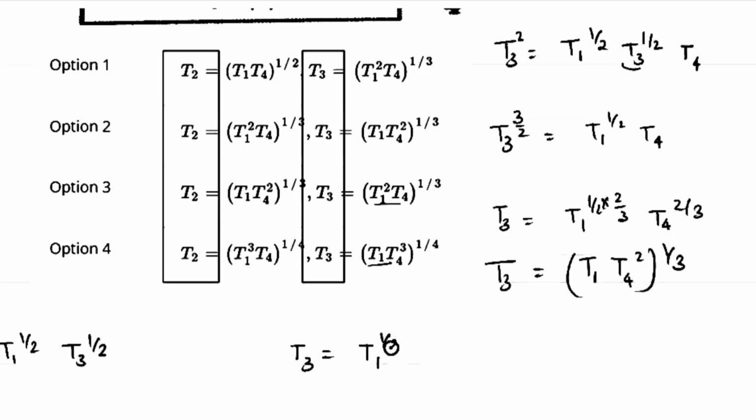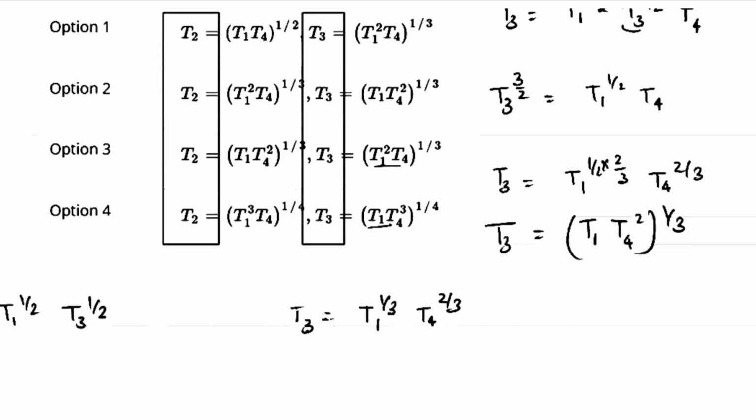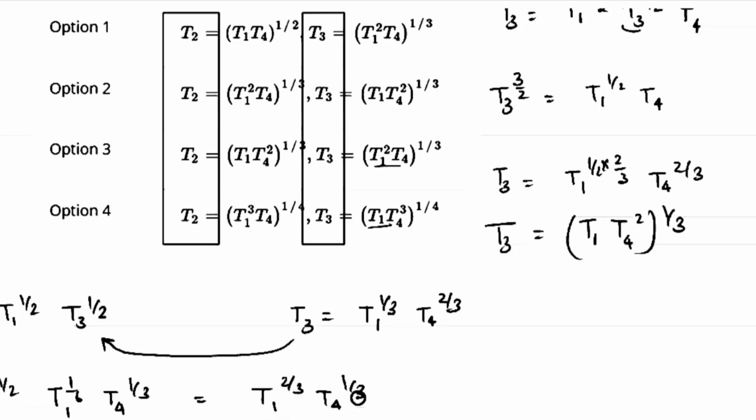It is T1 to the power 3 and T4 to the power 2 by 3. You can just put the value from here. Right, so I will write down this T3 is equals to, and if you take the power half, it will be 1 by 6, T1 to the power 1 by 6 and T4 to the power 1 by 3. So if you see, this is 3 by 6 plus 1 by 6, it is 4 by 6. So it is T1 to the power 2 by 3, T4 to the power 1 by 3.